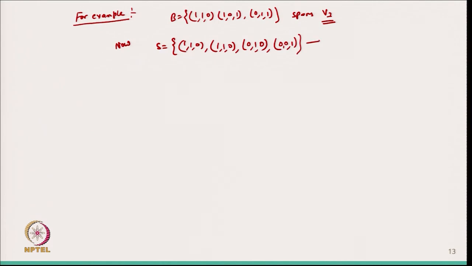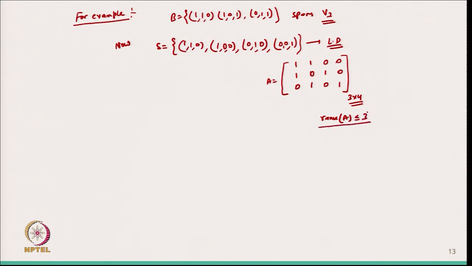then definitely it will be linearly dependent, because we are going to have a matrix A with columns 1 1 0, 1 0 1, 0 1 0 and 0 0 1. Suppose I have taken these elements. So this is a 3 cross 4 matrix. In this case I know that the rank of this matrix A is always less than or equal to 3, so definitely it cannot be a non-singular matrix. The rank is always less than or equal to 3 and the number of variables will be 4. So there are infinitely many solutions, and from there we know that this will be linearly dependent.